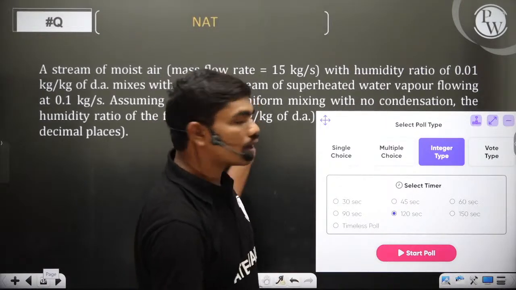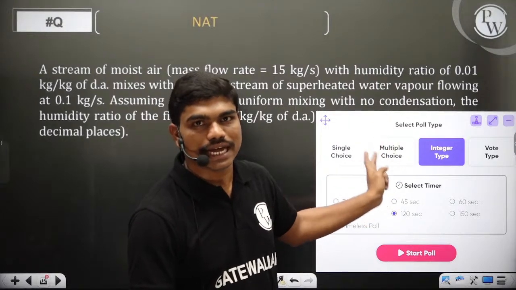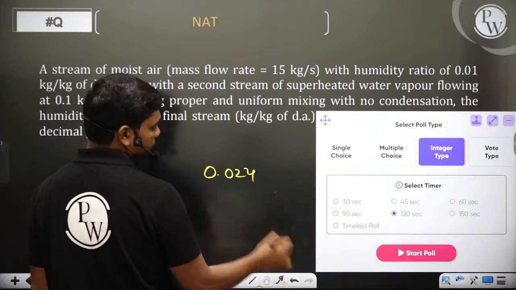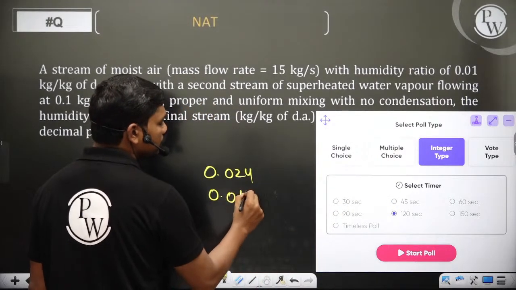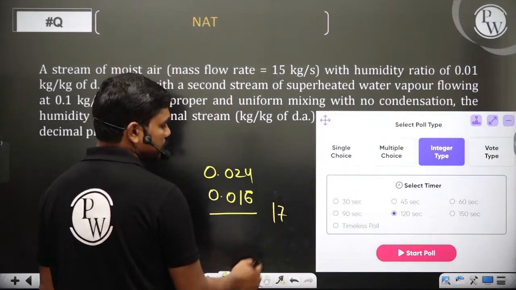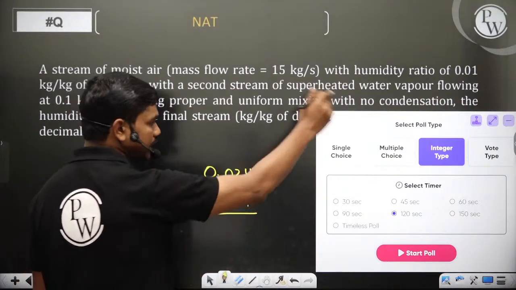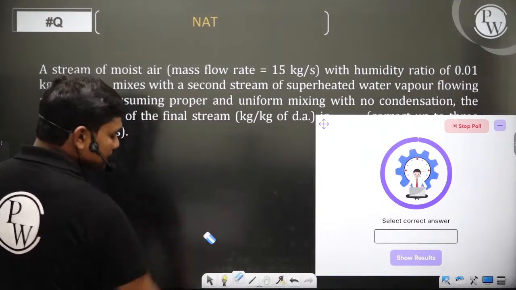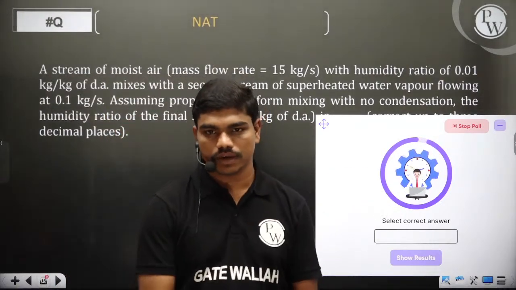For what you will enter: if your answer is 0.024 something, enter the answer as 24. Or if it is 0.01716 something, you enter 17 as the answer, after rounding off to 3 decimals. Whatever value you get after rounding off to 3 decimals, enter that as an integer in the chat box. Come on, do this question.